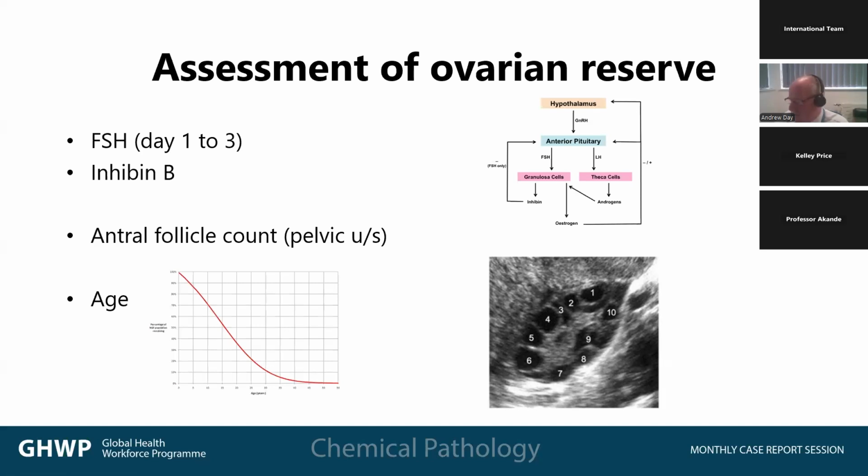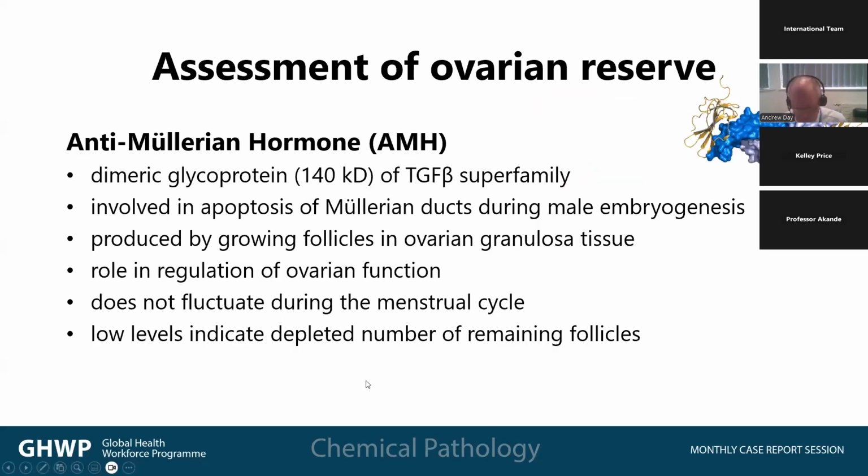And it's fair to say that, at a population level, the best predictor of ovarian reserve, the number of follicles that are still there, is the patient's age, or the decline with age. But we need to understand anti-Müllerian hormone, which is the best biochemical marker of ovarian reserve.